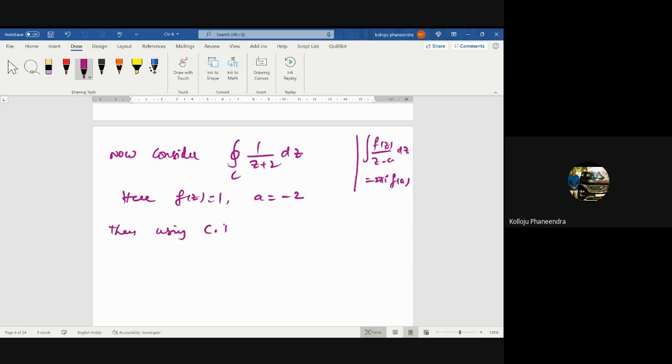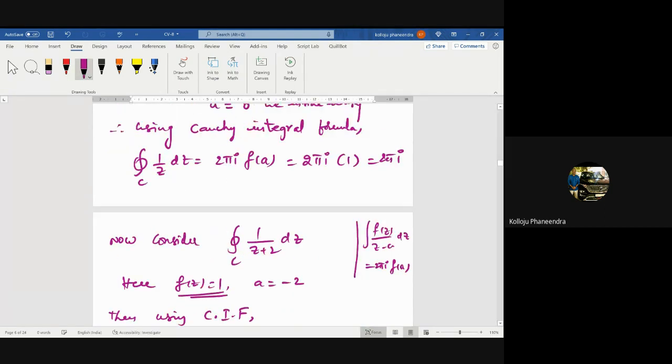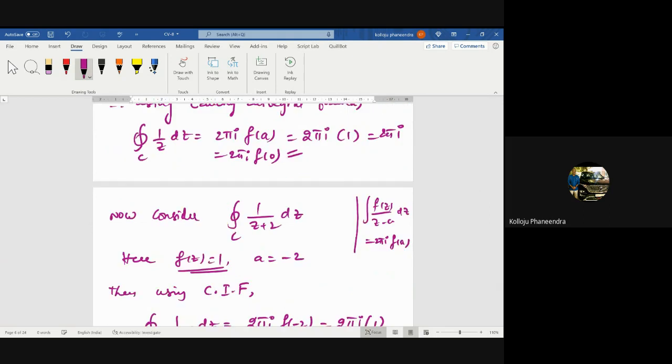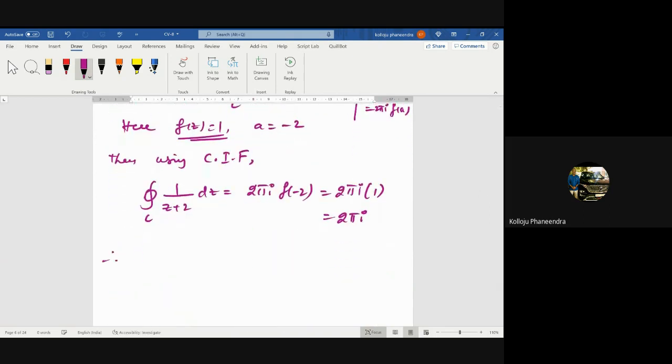Using Cauchy integral formula, I am using this. CIF means Cauchy integral formula. The integral of 1 by z plus 2 dz is nothing but 2 pi I into f of minus 2. Since f of z is constant, this is 1, so this is 2 pi I. And here also I will write one more step: 2 pi I into f of 0. That is equal to this, right?